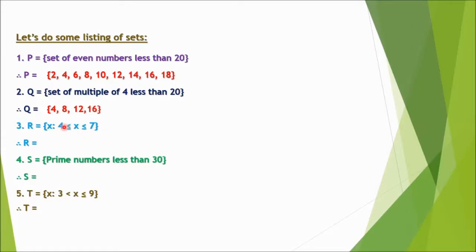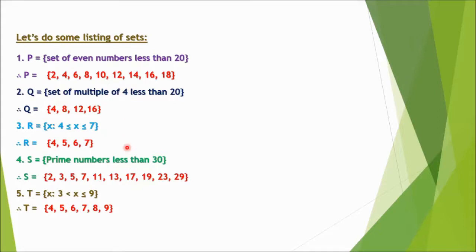Now here we have to include 4 to 7, as I have already told you. 4 is included, 4, 5, 6 and 7, both ends are included, 4 and 7. Prime numbers start from 2. 1 is neither prime nor composite, so we start from 2: 2, 3, 5, 7, 11, 13, 17, 19, 23, 29. According to the definition of a prime number, the number which can be divided by 1 or the number itself is a prime number. So here 3 cannot be included, but 9 can be included: 4, 5, 6, 7, 8 and 9.